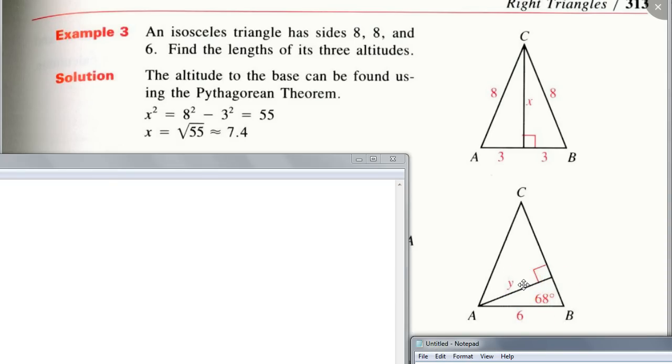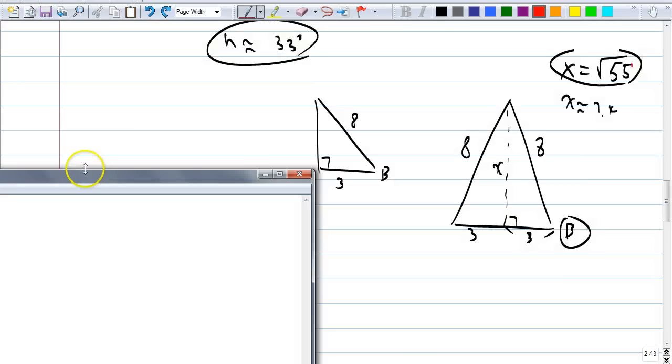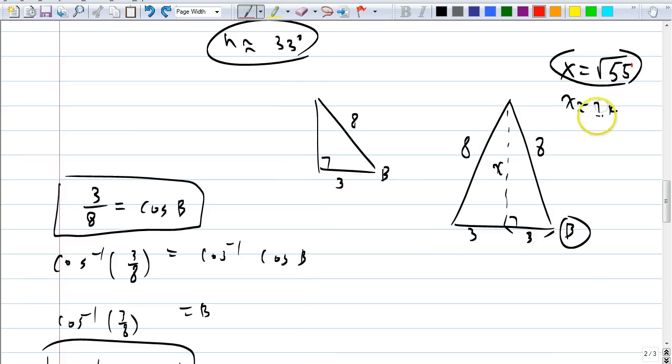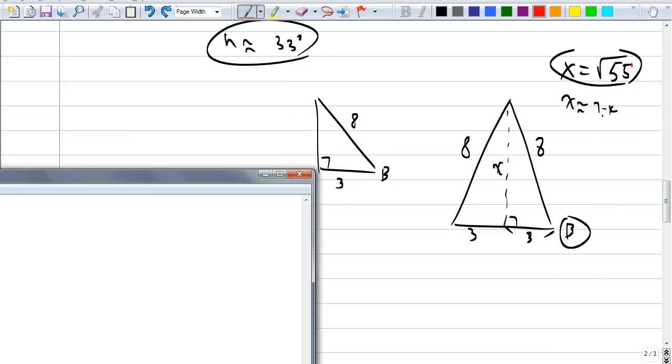So let's take a look at how we do this, okay? Take a look at this. I redrew this, so I just drew the one on the right. Let's try to figure out what angle B is. How are we going to figure out what angle B is, knowing that this is 8, this is 3? I don't want to use x right now. I don't want to use 7.4.